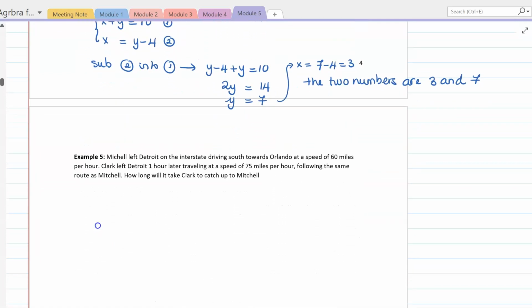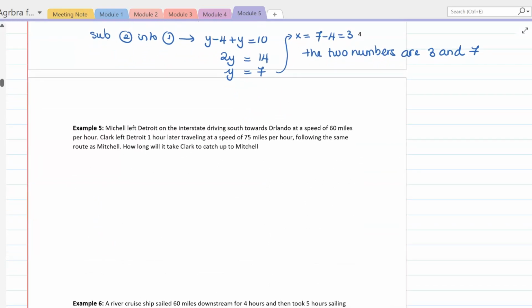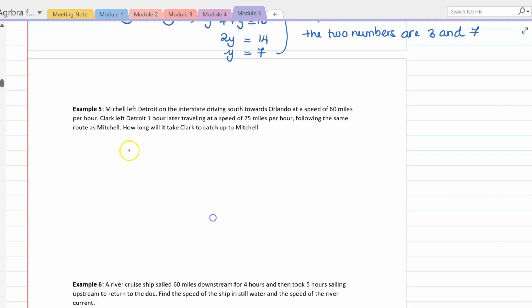In the next problem, Michelle left the dealership on the interstate driving south toward Orlando at a speed of 60 miles per hour. Clark left the dealership 1 hour later, traveling at a speed of 75 miles per hour, following the same route as Michelle. How long would it take for Clark to catch up to Michelle? So this is asking for the time.